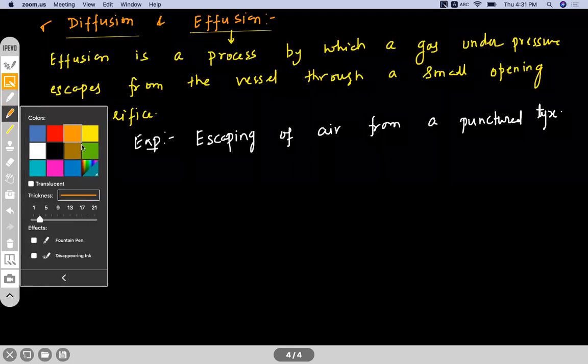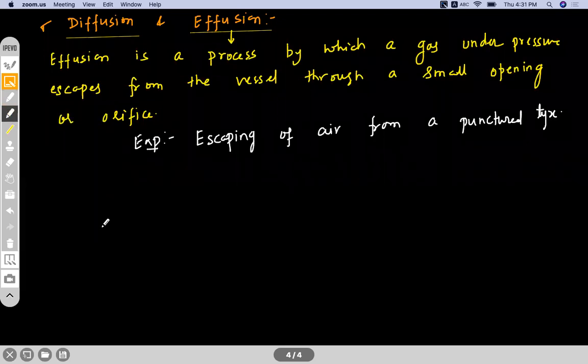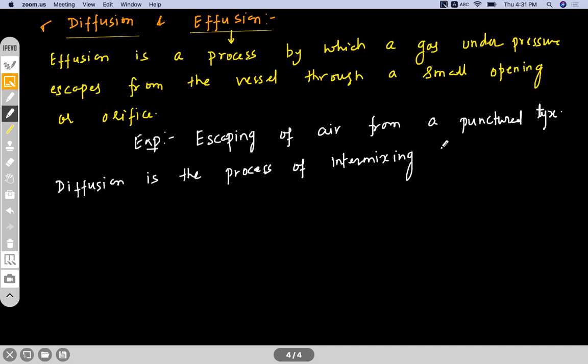You see, diffusion is the process of intermixing of gases. Intermixing of gases. Right? In this, what happens, write down.